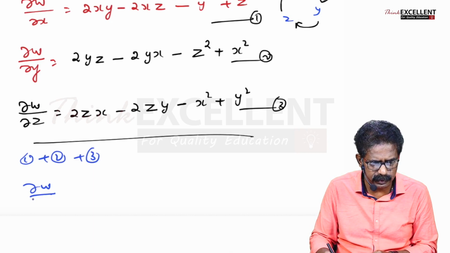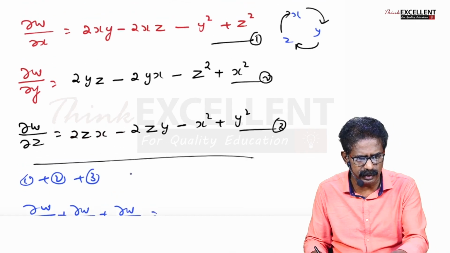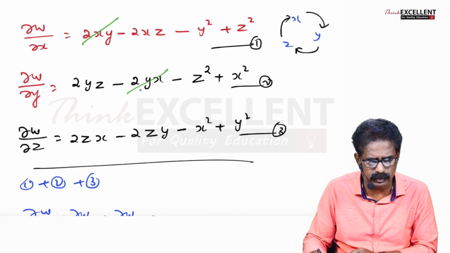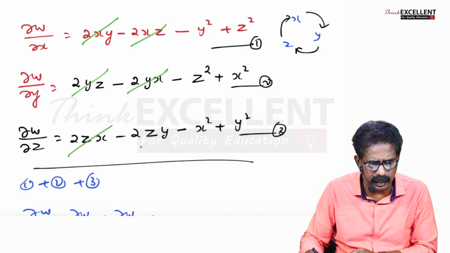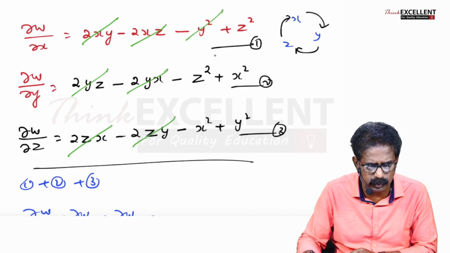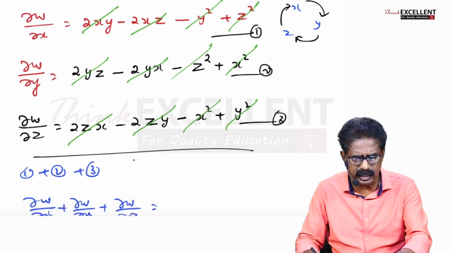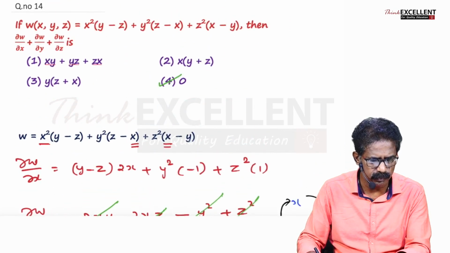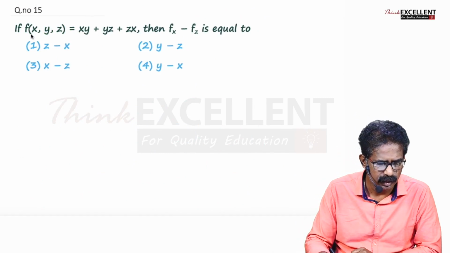Dou w by dou x plus dou w by dou y plus dou w by dou z. You will get, listen, these are the terms you have to add, right? Here plus 2xy, then minus 2xy, cancel. Minus 2xz plus 2xz. 2yz minus 2yz, right? Everything cancels. Here minus y square plus y square minus x square plus x square, z square minus z square, every term will get cancelled. So you will get the answer 0. Okay, so your option number 4. Okay, now let's move on to the last one, but that is possible only for symmetric functions. Okay. Look at the next one.